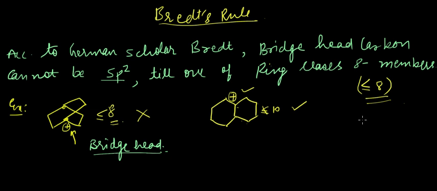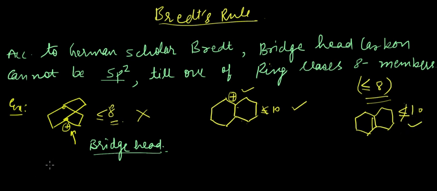Okay, let's look at the third example. We have something like this. So how many total carbon atoms are there? 1 2 3 4 5 6 7 8 9 10, just like the previous one. Is it less than or equal to 8? No. Hence it is not violating Bredt's rule.